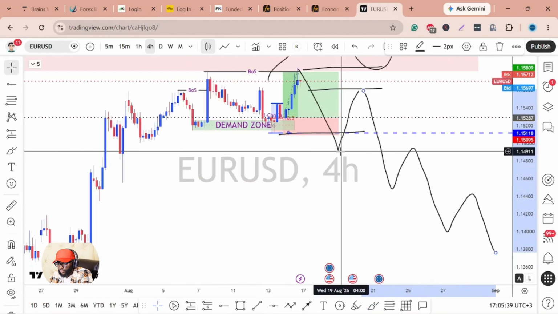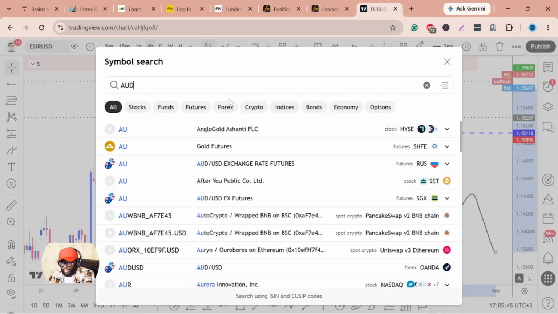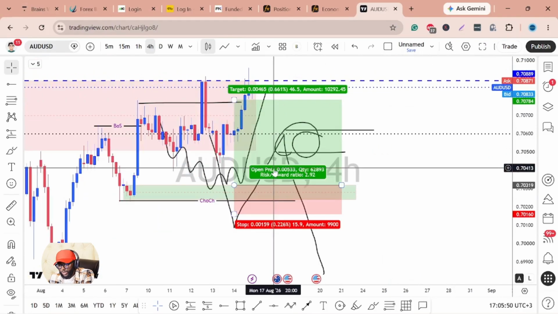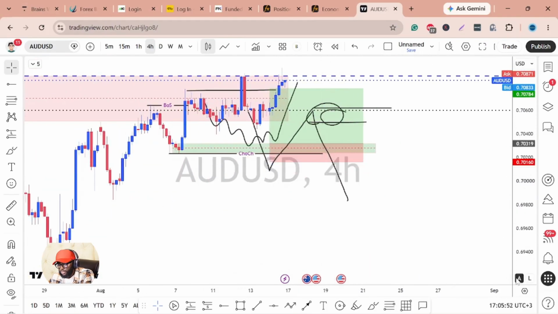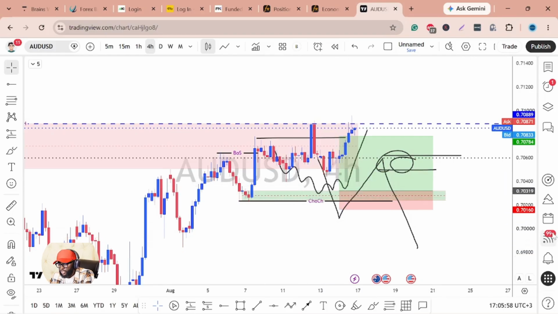There is nothing much to analyze deeper, so it is as it is. Now let's look at AUD/USD. AUD/USD has also been in a very strong bullish momentum, and there is no sign of bearish price action at all.